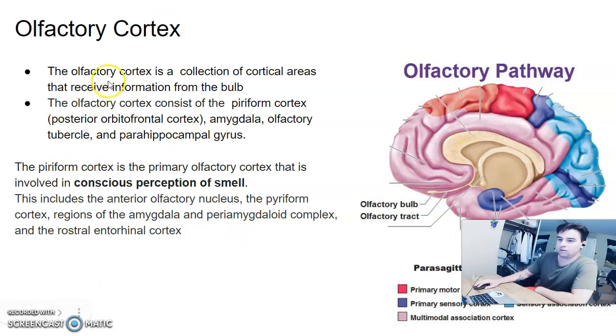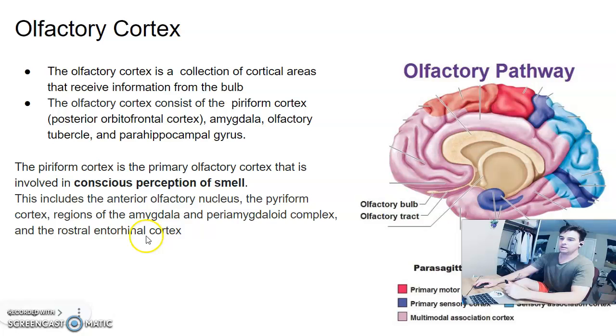So we have the olfactory cortex. The olfactory cortex is a collection of cortical areas that receive information from the bulb. The olfactory cortex consists of the prefrontal cortex, the posterior orbital frontal cortex, the amygdala, olfactory tubercle, and the parahippocampal gyrus. The piriform cortex is the primary olfactory cortex that is involved in the conscious perception of smell. This includes the anterior olfactory nucleus, the piriform cortex, regions of the amygdala, and then the periamygdaloid complex, and the rostral and entorhinal cortex.